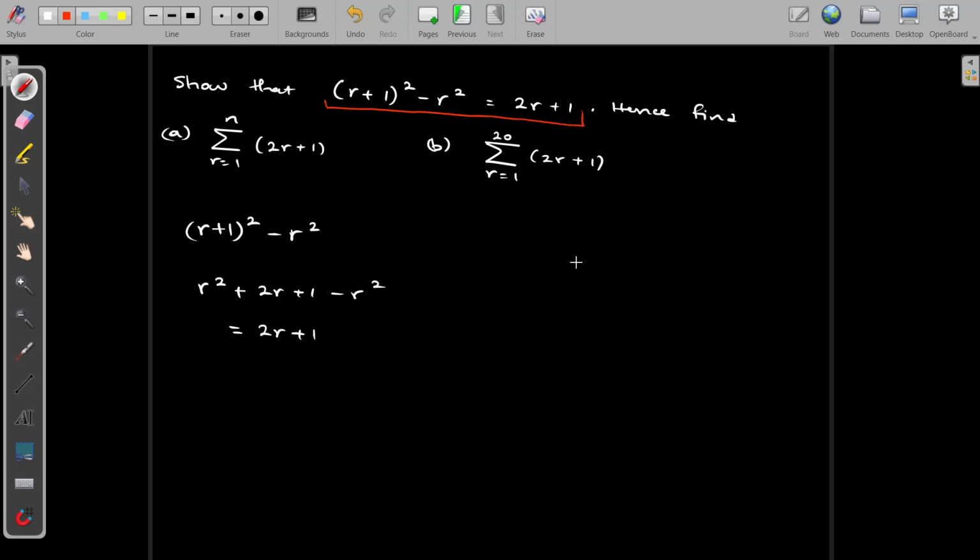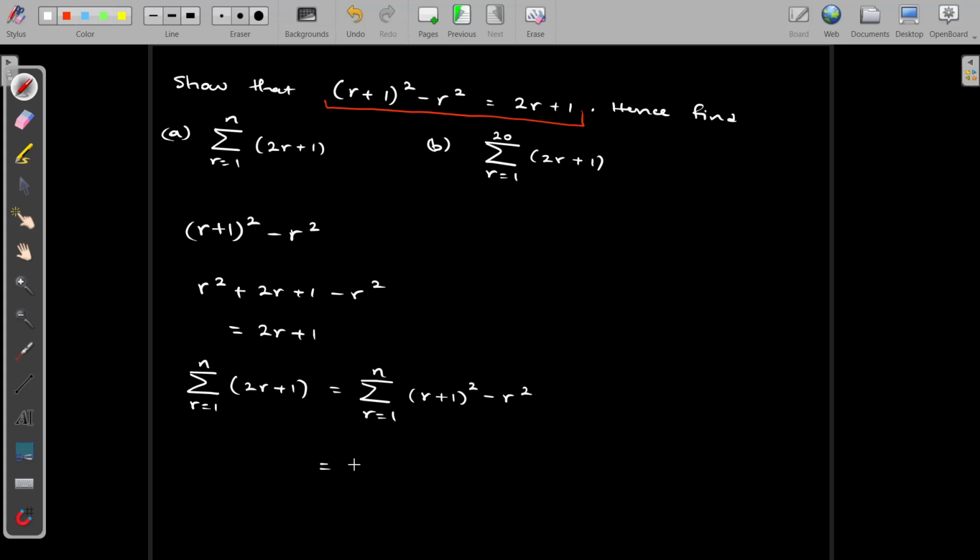So now for the first part, we need to find the sum from r is equal to 1 to n of 2r plus 1. And this would be the same thing as the sum r is equal to 1 for r plus 1 all squared minus r squared. So this is what they want us to actually find. So now, once again, we need to substitute some values to see what happens.